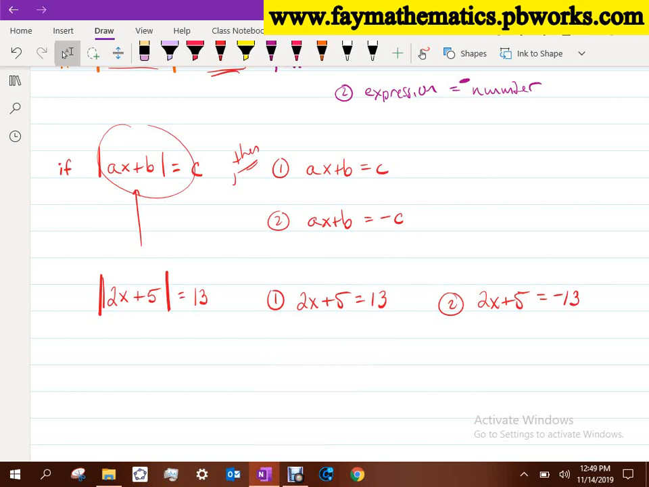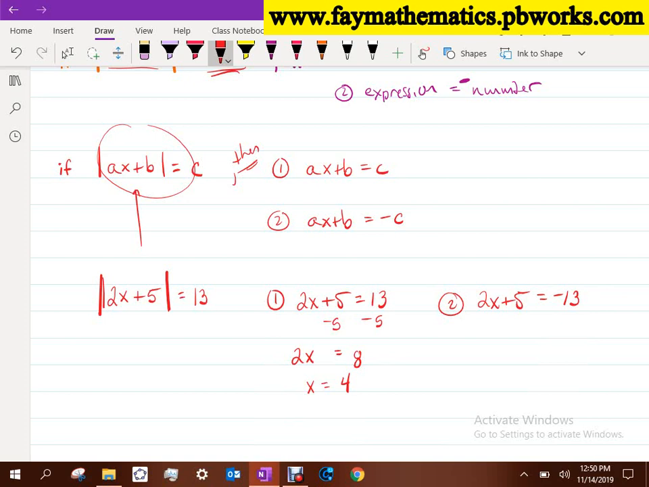Here's the idea: even though we start off with absolute value, which is something completely new, after applying this rule, you get two equations that come from chapter 2, and we should be able to solve them. So we subtract 5 from both sides. We get 2x is equal to 13 minus 5, which is 8. Then I'm going to divide both sides by 2, and I get x to be 4.